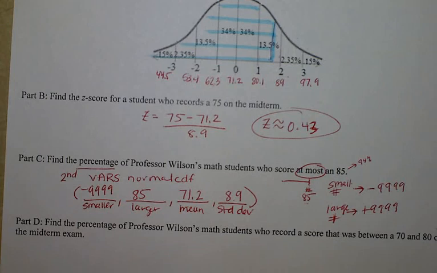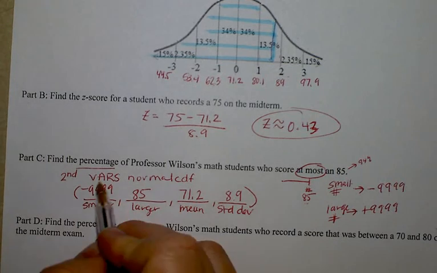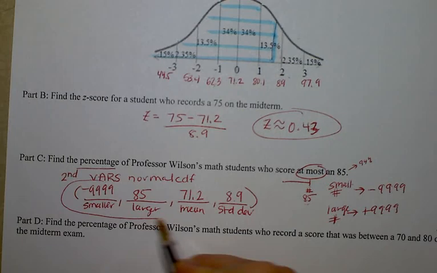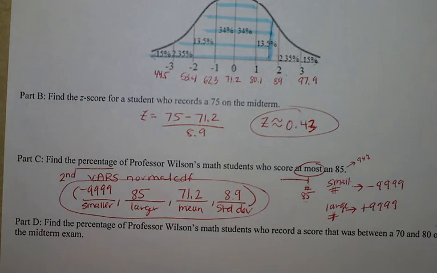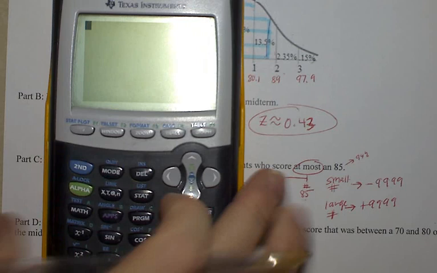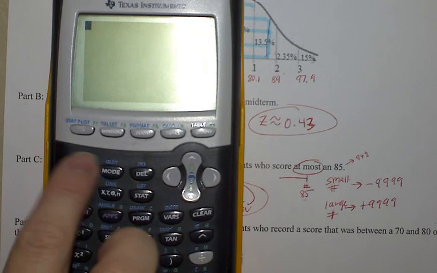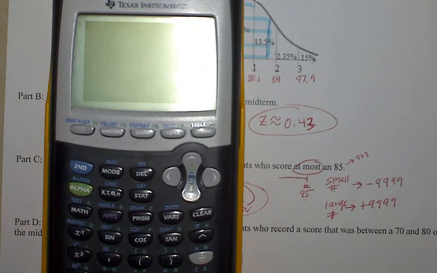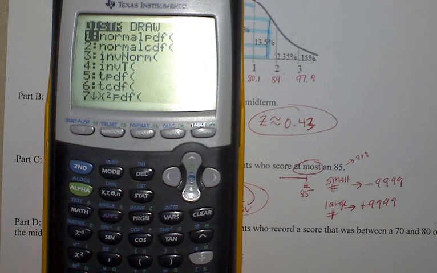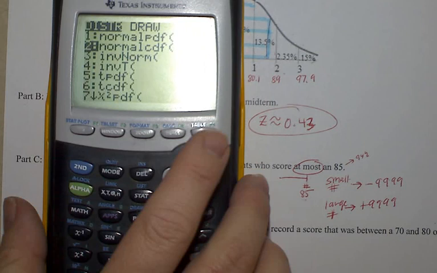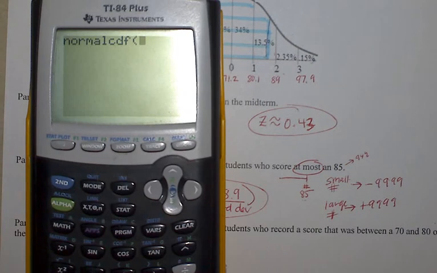If you're wondering what kind of work do I have to show for this problem, what I'm circling right here is your work. Okay, grab your calculator. We're going to do this together. Start by hitting second. Now find vars. Go down to your second option, normal CDF, and press enter. So it already starts off at the beginning parenthesis.